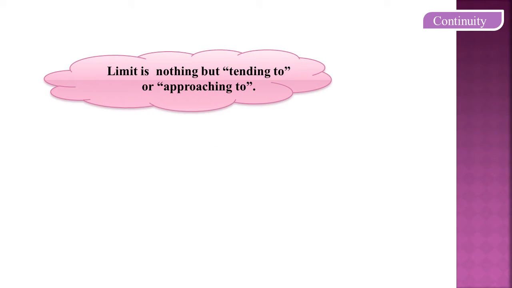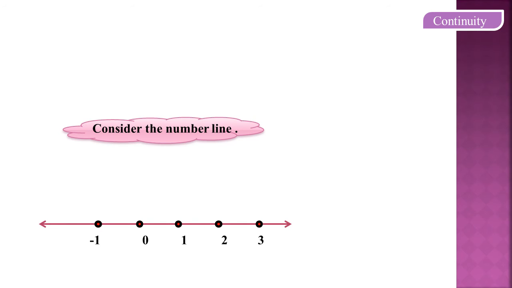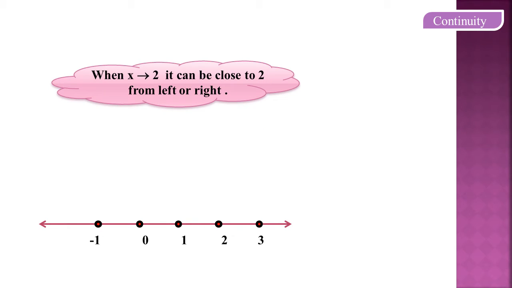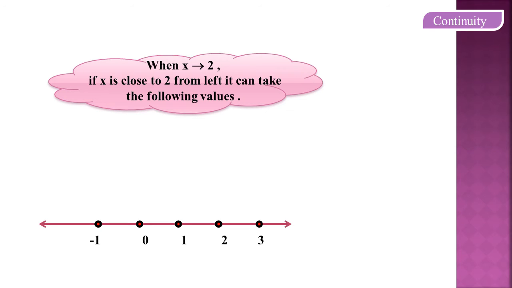We all know that limiting is nothing but approaching a point or tending to. Let us consider a number line. So I am considering here x is approaching 2. When I say x is approaching 2, there is a possibility that 2 can be approached by two ways, that is either from the left hand or from the right hand. When x is getting close to 2 from the left hand, it will take the closest values.